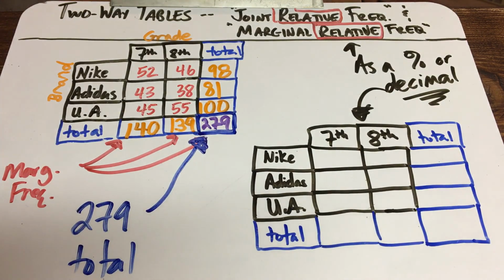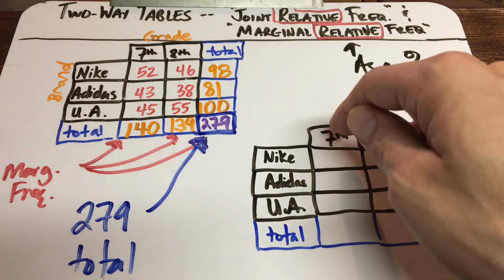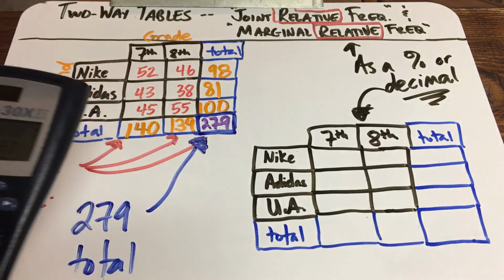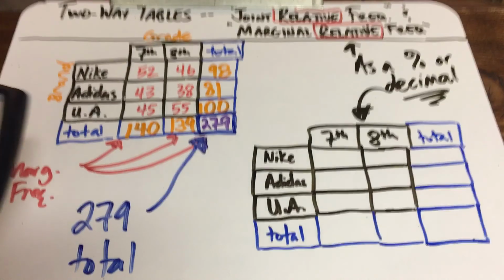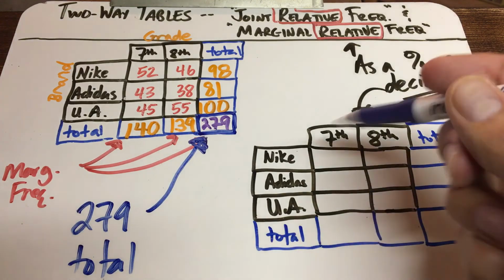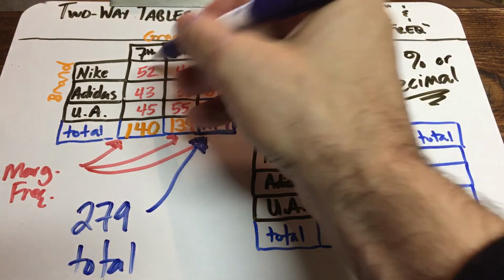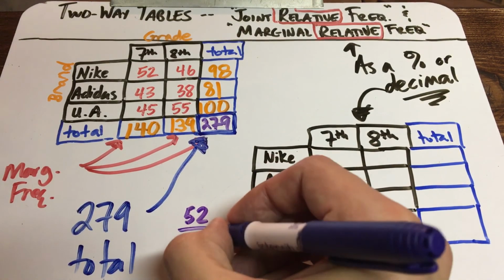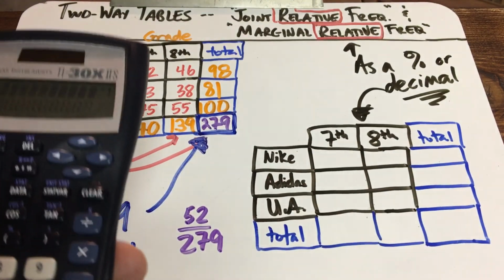And so we're just going to take all these numbers, all these red numbers, and I can even do the orange ones, I guess, if I wanted to, and I'm going to divide those by 279 to find out what percent of our students were 7th graders who like Nike. What percent of our students were 7th graders who like Adidas, right? And so I just take each number in our chart and divide it by 279. Simple. So, for example, for Nike, what am I going to do to get this number? I'm going to take my Nike number 52. I'm going to do 52 out of 279, right? And I'm going to divide it. I'm going to use a calculator.